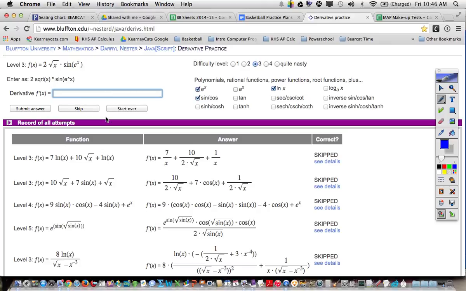All right, now notice I've only got ln and e and sine and cosine clicked right now. Okay, and so you definitely want to, and we'll do that here on our next one, click some of these other logs and tangent and secant and some of those. Okay, let's do this one. It's 2 square root of x times sine of e to the x. Go ahead and try that one.